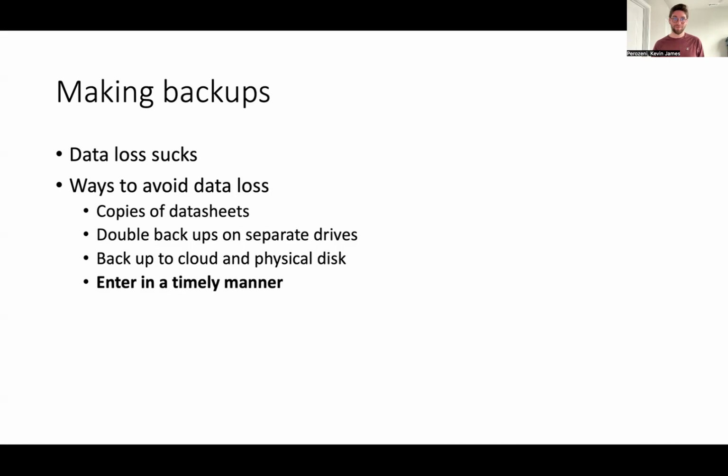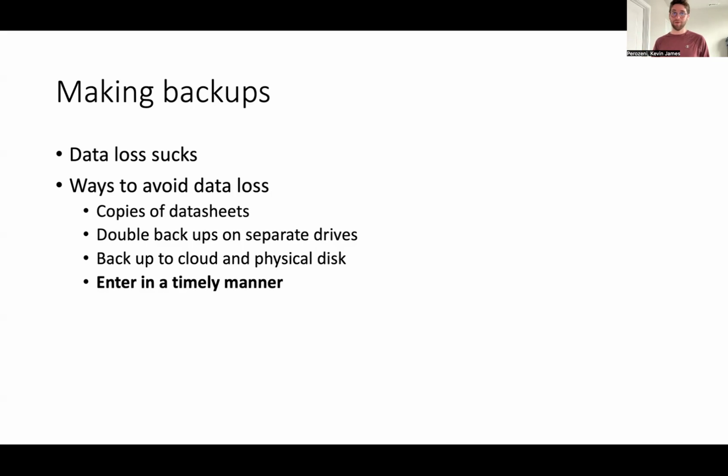And one big one that I've added in, I put it in bold: enter them in a timely manner. A lot of the time, you can avoid data loss if you just enter it in a timely manner. If you go out and collect that data, I know you're getting back from the field. I know you're probably sweaty, it's hot, you're tired, maybe you're muddy, you just spent a few hours in the field, you just collected a bunch of data. You don't want to just enter that data.